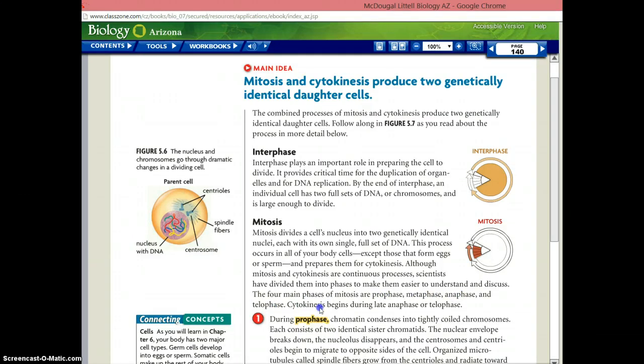Cytokinesis, which is not part of mitosis, does happen during anaphase or telophase. It kind of begins during anaphase and finishes upon the completion of telophase. So it's almost something that happens alongside mitosis, but it's not given its own section of the cell cycle.